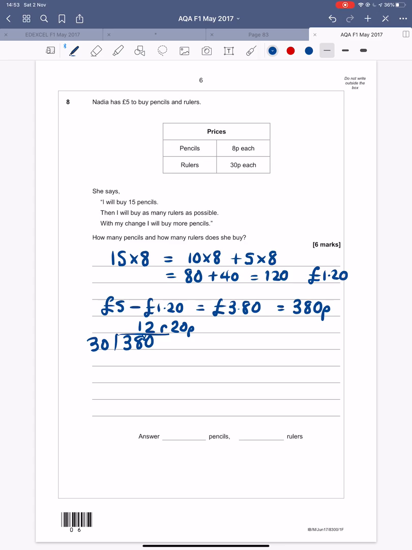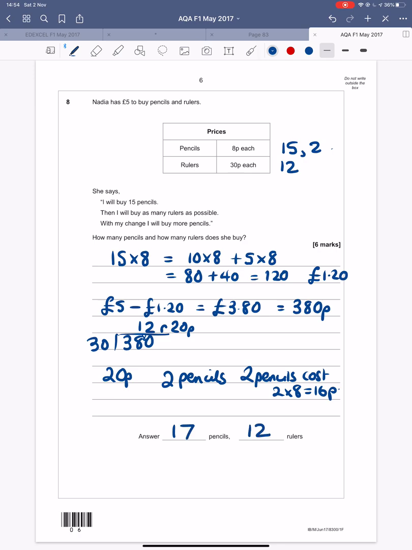So far she's got 15 pencils, and now for the rulers she can afford 12, and she's got 20p change. So with the 20p she can buy 2 pencils, because 2 pencils cost 2 times 8, which is 16p. So she's going to have another 2 pencils at the end there. So altogether she's going to buy 17 pencils, 12 rulers.